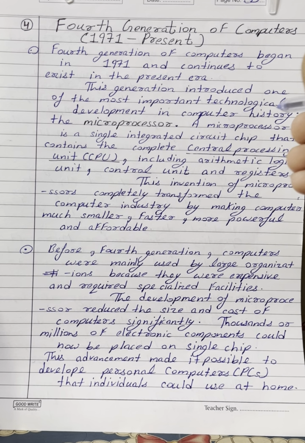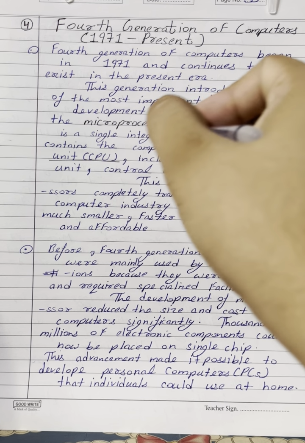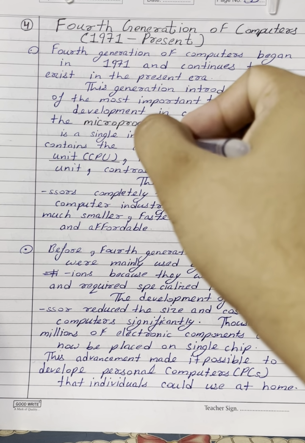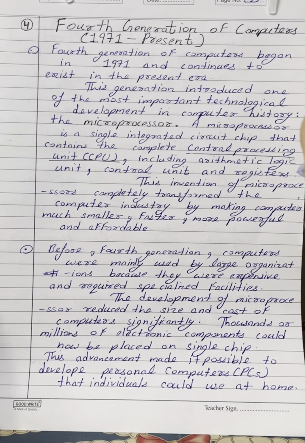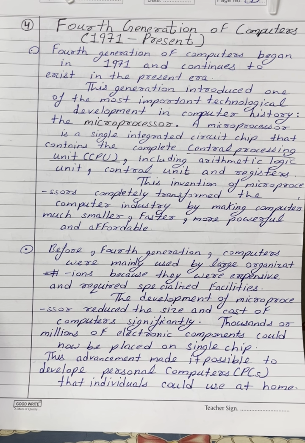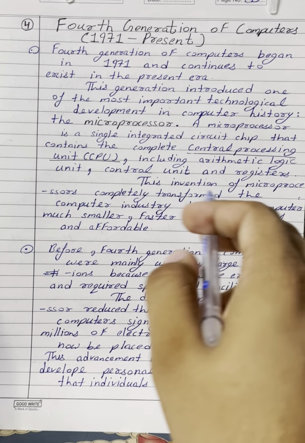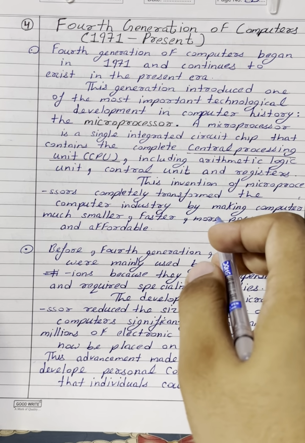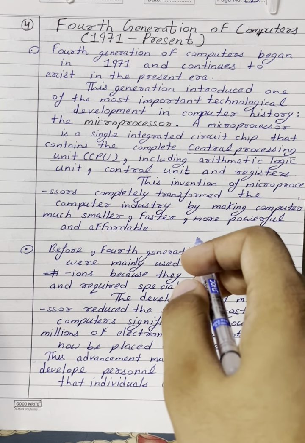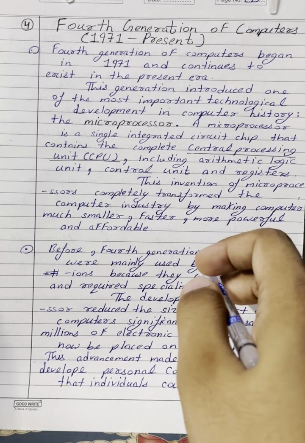A microprocessor is a single integrated circuit chip that contains the complete central processing unit, including the arithmetic logic unit, control unit, and registers. I already explained those things, remember, in my previous video. The invention of the microprocessor completely transformed computer history by making computers much smaller, faster, more powerful and more affordable. This also led to the development of personal computers.